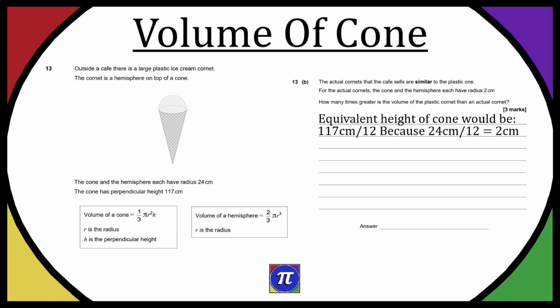So hopefully that bit made sense. If it didn't, just leave a comment down below. So we know the height of the smaller cone is going to be 117 over 12 centimeters. So we've got all the measurements we need now.